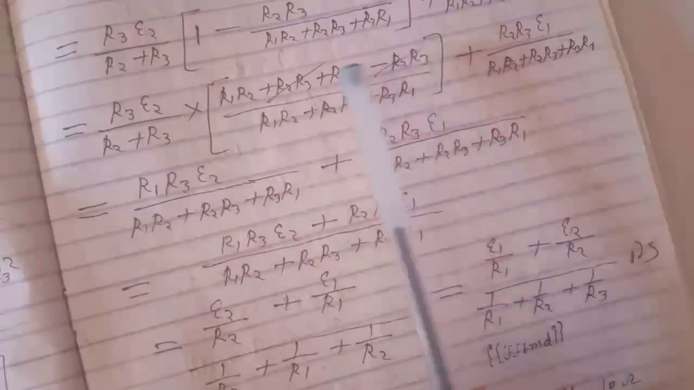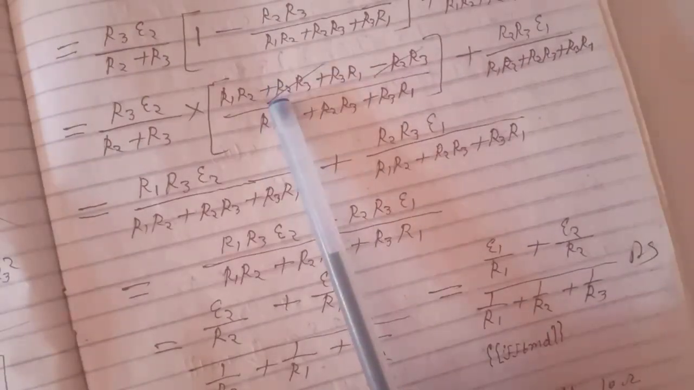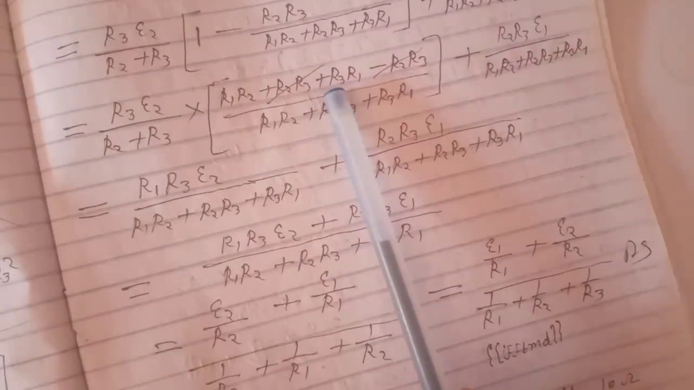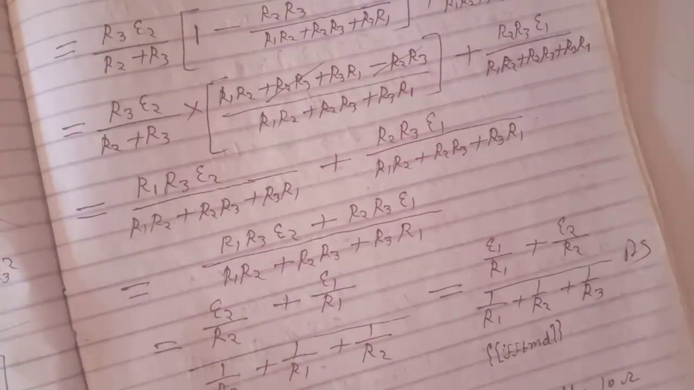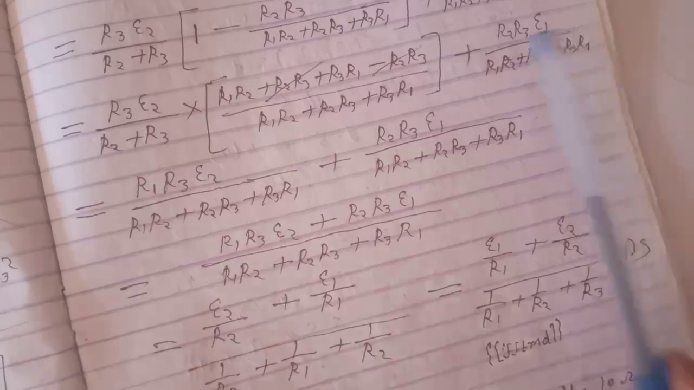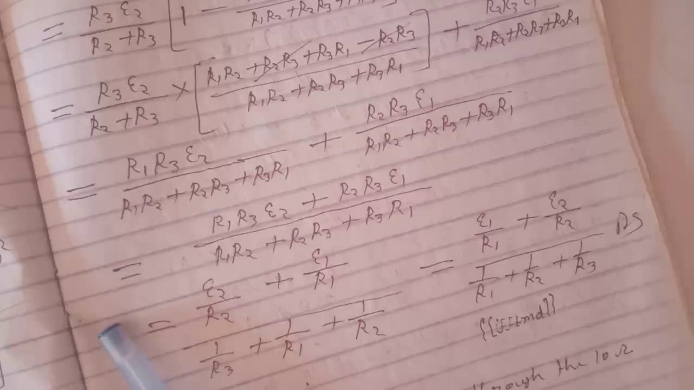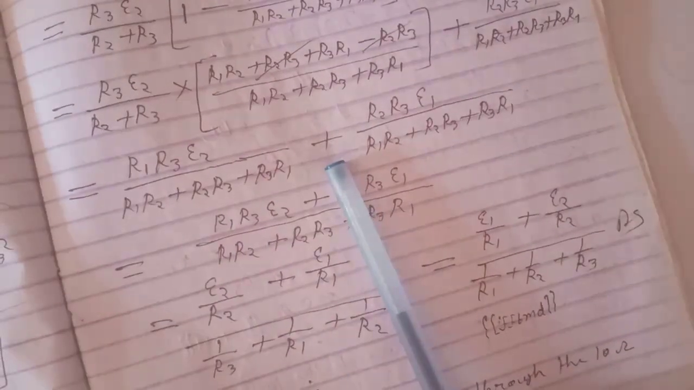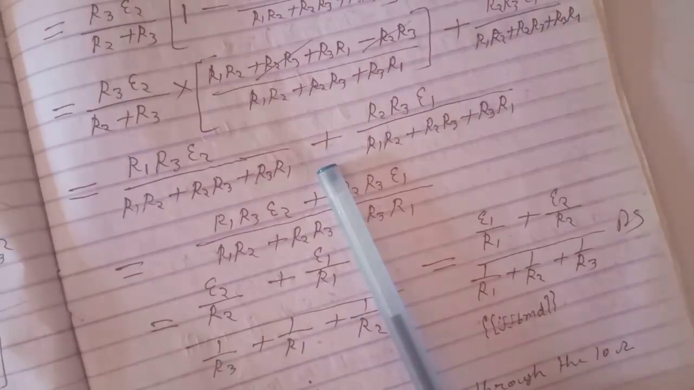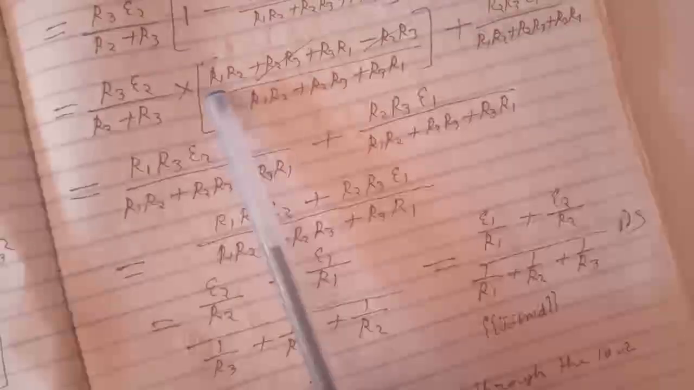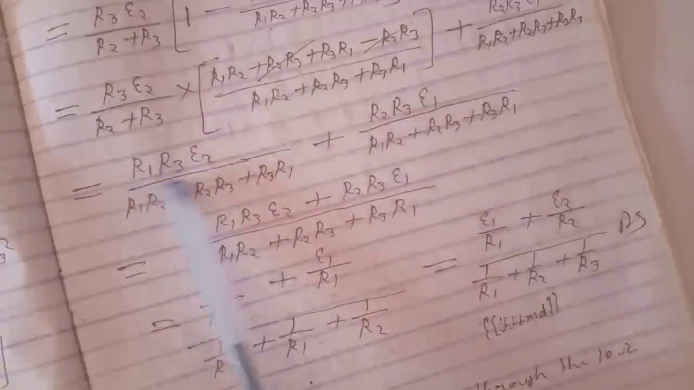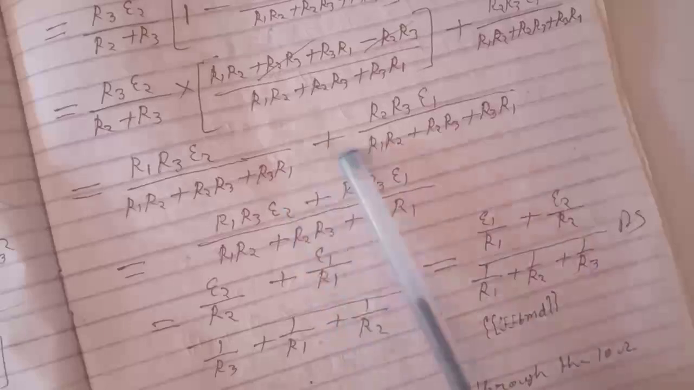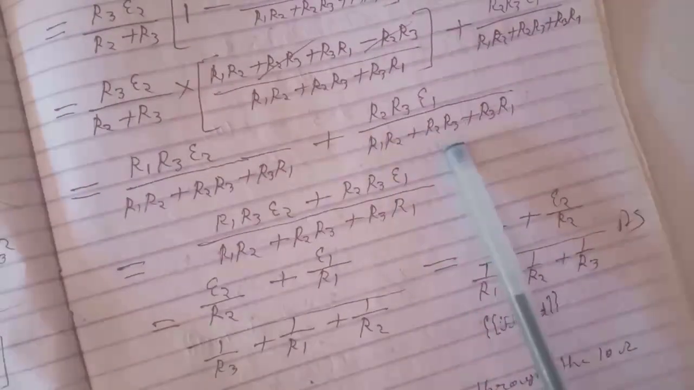So this will cancel, this equals this, and this has cancelled. Now this is R1 R2 and this is R1 R3, E2 divided by (R1 R2 + R2 R3 + R3 R1), plus, if we take R1 common, then R2 plus R3 will cancel out. So we have R1 R3 E2 divided by (R1 R2 + R2 R3 + R3 R1), and plus this value, R2 R3 E1 divided by (R1 R2 + R2 R3 + R3 R1).